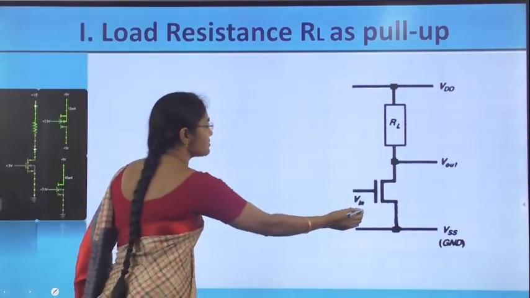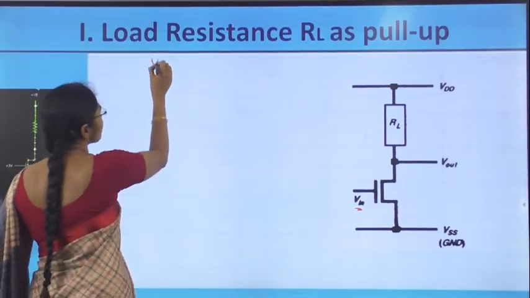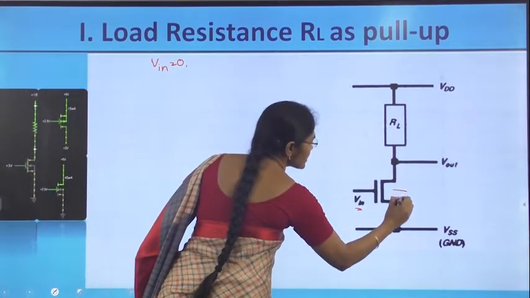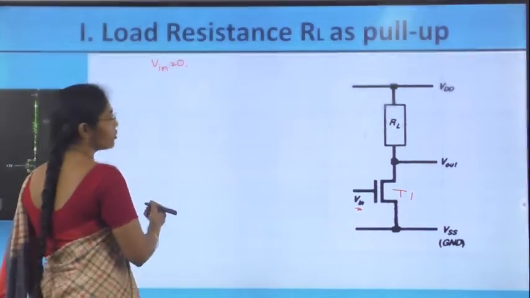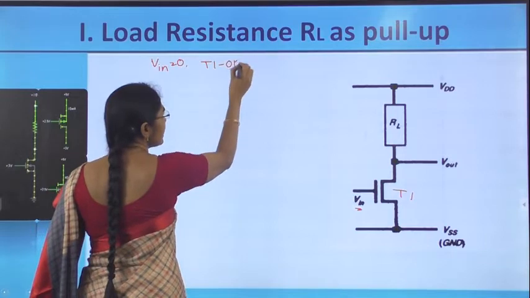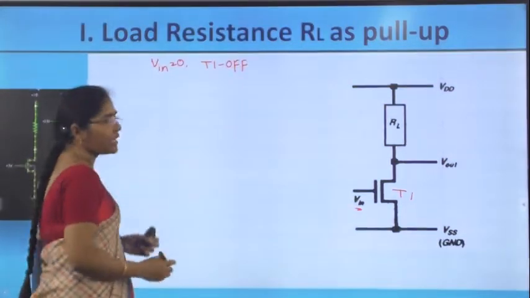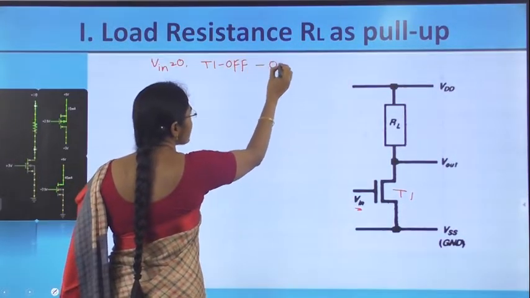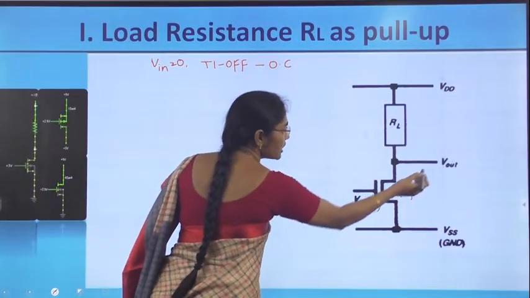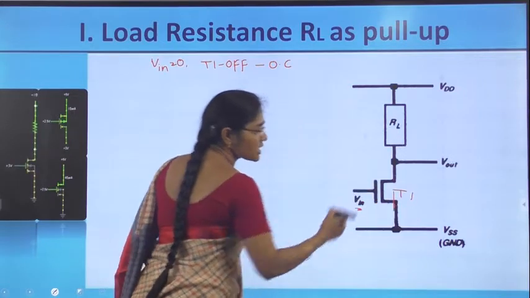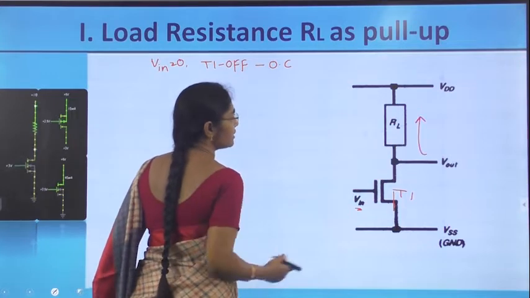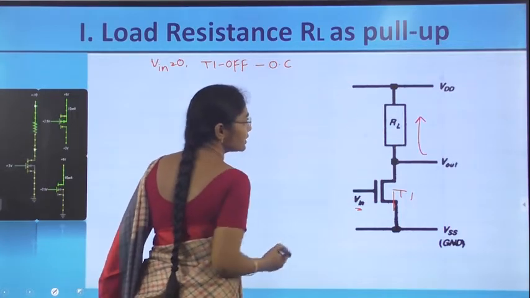So let us take the first input as 0. First case: Vin is equal to 0, and take the transistor name as T1 here. For an input of 0, T1 is off, since that is the NMOS transistor. It is acting as an open circuit or open switch. That means when it is open, Vout does not have a path to discharge, so it will be charged to the VDD value, or Vout is connected to the VDD.